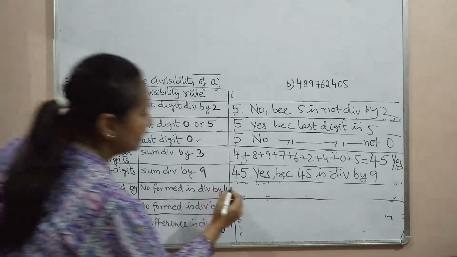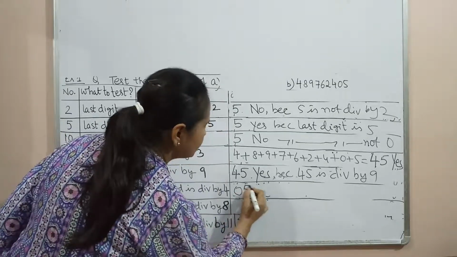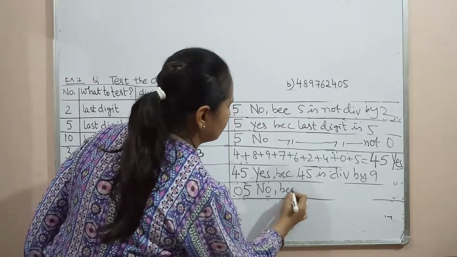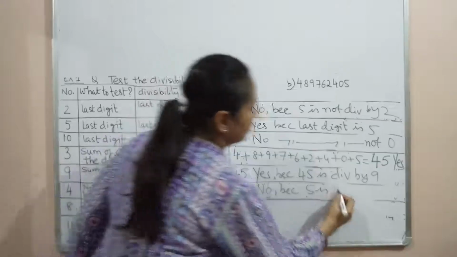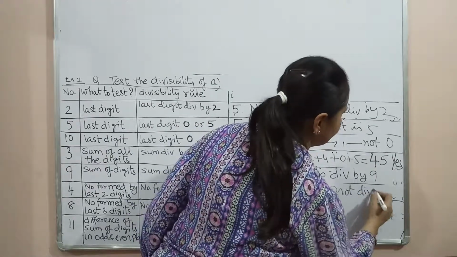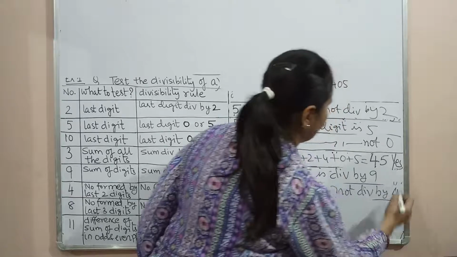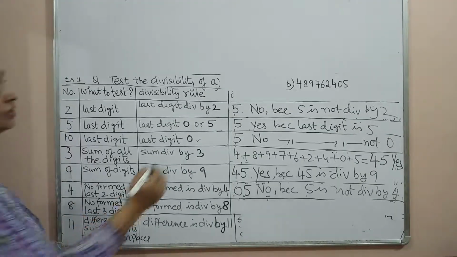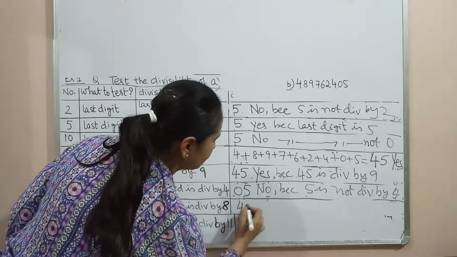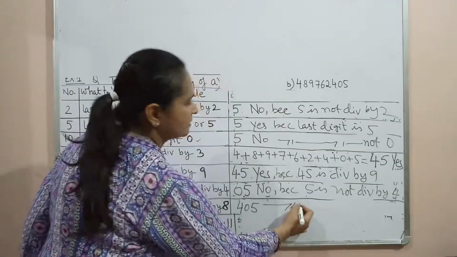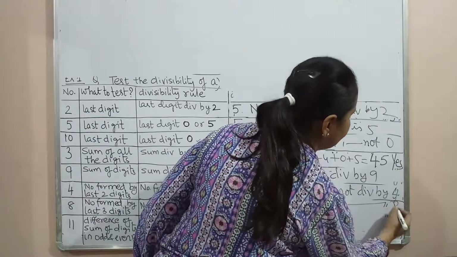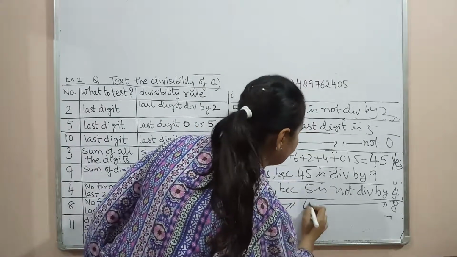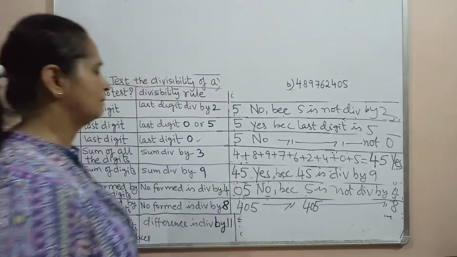Now next is 4. For 4, what do we have to do? We have to take the last 2 digits. The last 2 digits are 05. It is no, because 5 is not divisible by 4. Next is 8, number formed by last 3 digits. The last 3 digits are 4, 0, 5. Again this is not divisible by 8 because 405 is not divisible by 8.